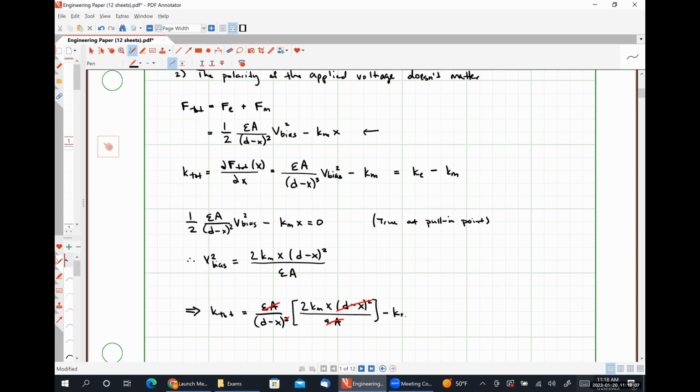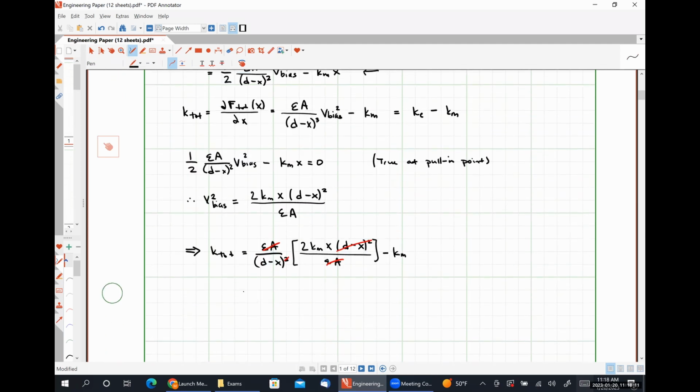And what we're left with, minus Km, I forgot that bit. So what we wind up being left with is 2 Km x over d minus x, minus Km.